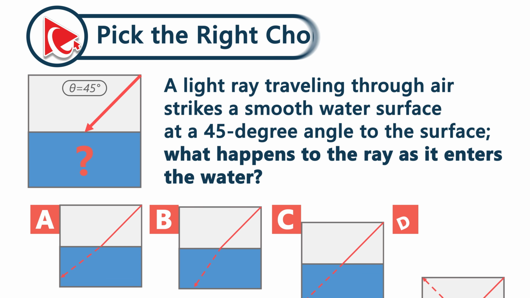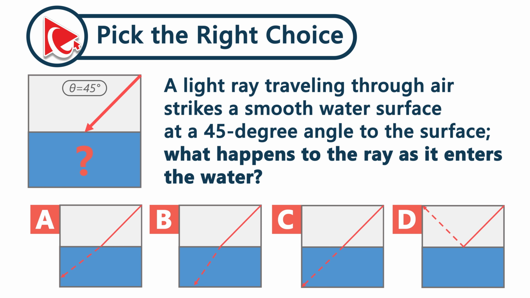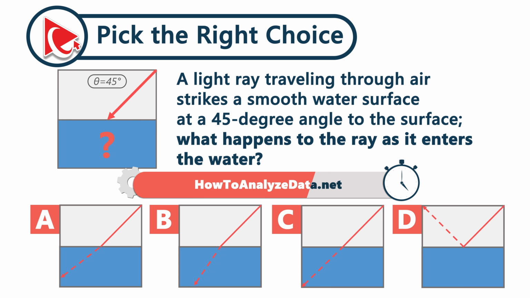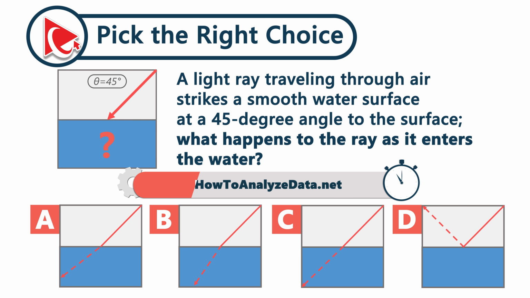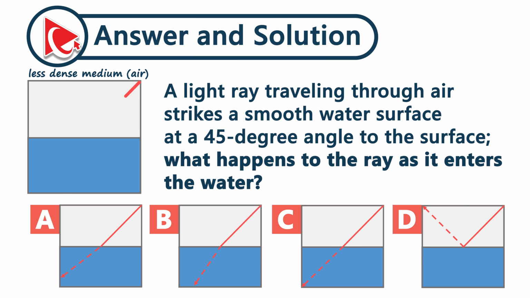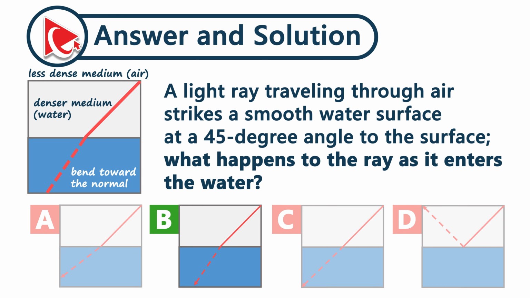A light ray traveling through air strikes a smooth water surface at a 45-degree angle to the surface. What happens to the ray as it enters the water? When a light ray moves from a less dense medium, which is air, to a denser medium, which is water, its speed decreases, causing it to bend toward the normal, an imaginary line perpendicular to the surface at the point of contact. And the correct answer here is choice B.